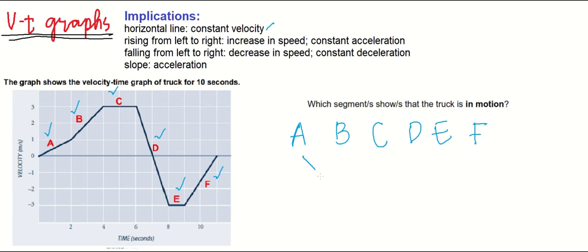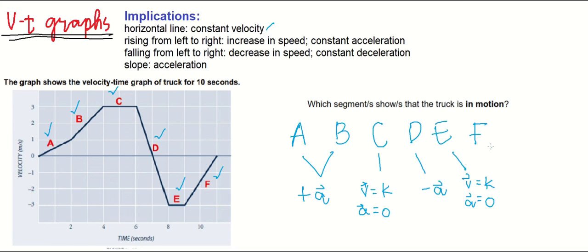A and B, positive acceleration. C, velocity is constant. Therefore, we have acceleration is 0. Next, for D, you have a negative acceleration. For E, velocity is constant and acceleration is 0. And then lastly, we have positive acceleration again.